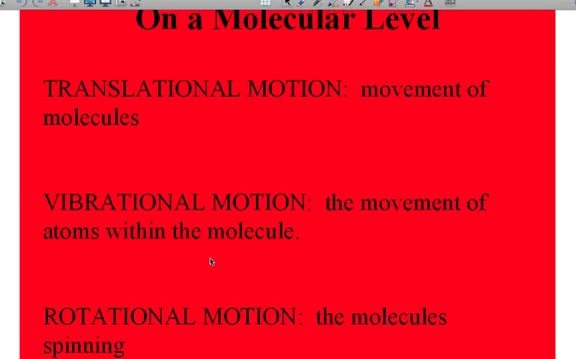On a molecular level, there are three types of motion that you need to be familiar with: translational motion, vibrational motion, and rotational motion. Rotational motion is exactly what it sounds like: molecules spinning, rotating. Vibrational motion is the movement of atoms within a molecule, just vibrating back and forth. And translational motion is the actual movement of it going from point A to point B.